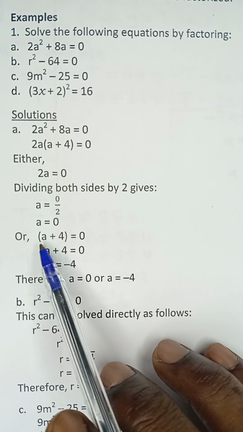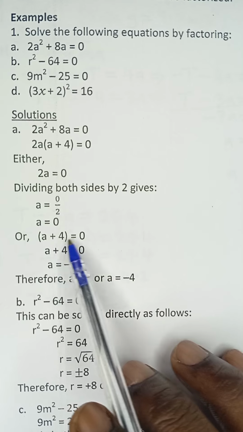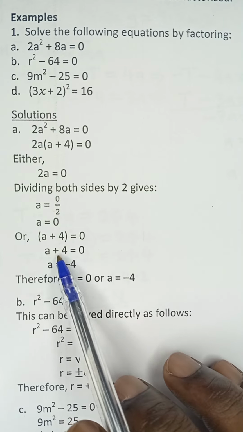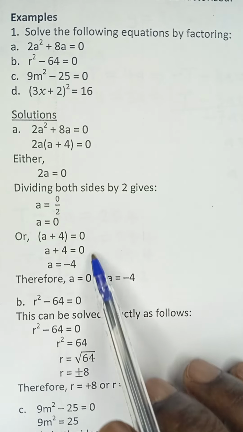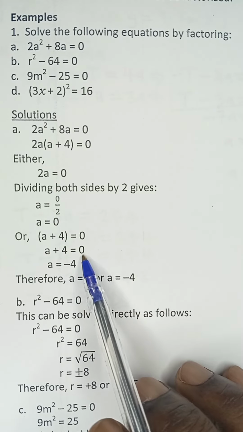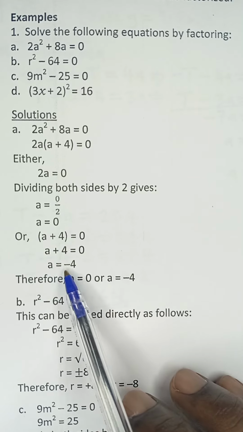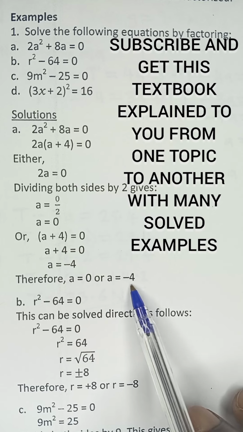And then the second one here, when you take the second bracket, you have a plus 4 is equal to 0. And when you take the positive 4 to the other side, it becomes negative 4. The 0 means nothing, you can ignore it. So you have a is equal to negative 4. So that means a is 0 or a is negative 4.